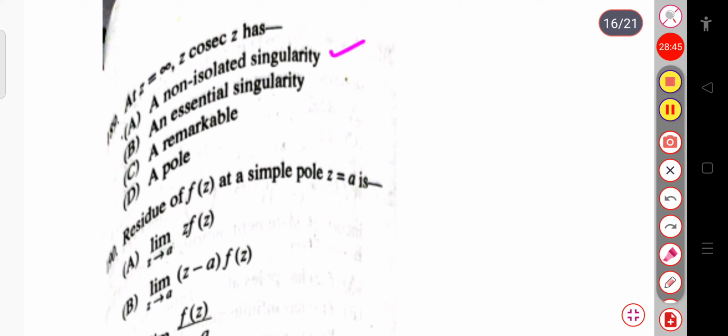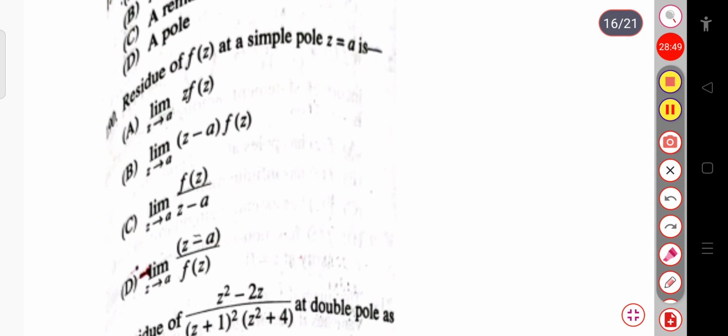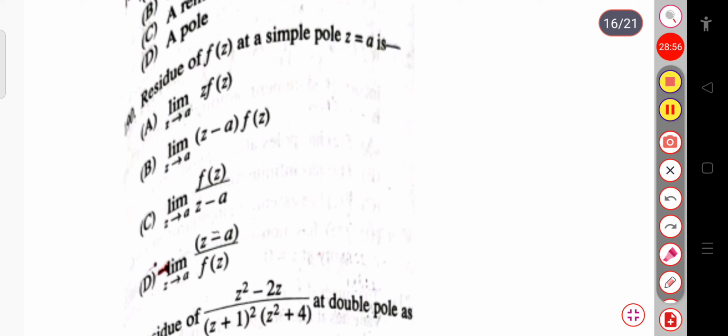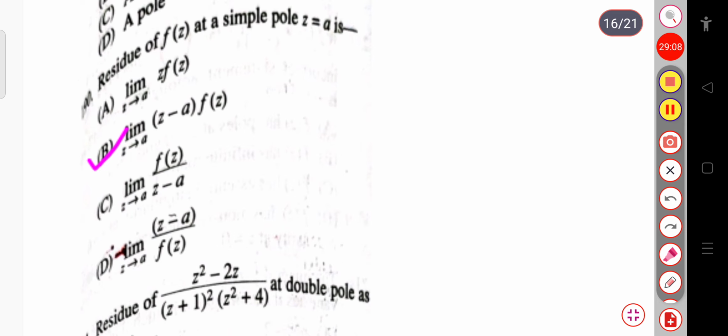The next question: the residue of the function f(z) at a simple pole z equal to a is, this is the direct question, the limit as z tends to a of (z minus a) into f(z). This is the formula to calculate the residue of the function at a simple pole z equal to a.